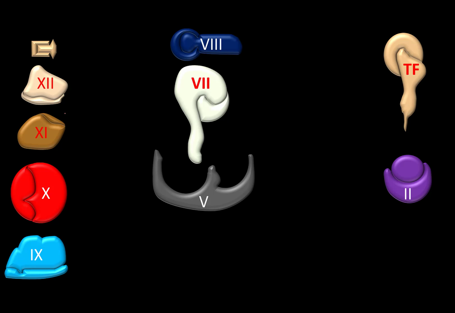Now this is about the coagulation cascade and how the intrinsic pathway is activated, how the extrinsic pathway is activated, and how the common pathway is activated. And these are the various coagulation factors that are present in the plasma, which are responsible for the coagulation.